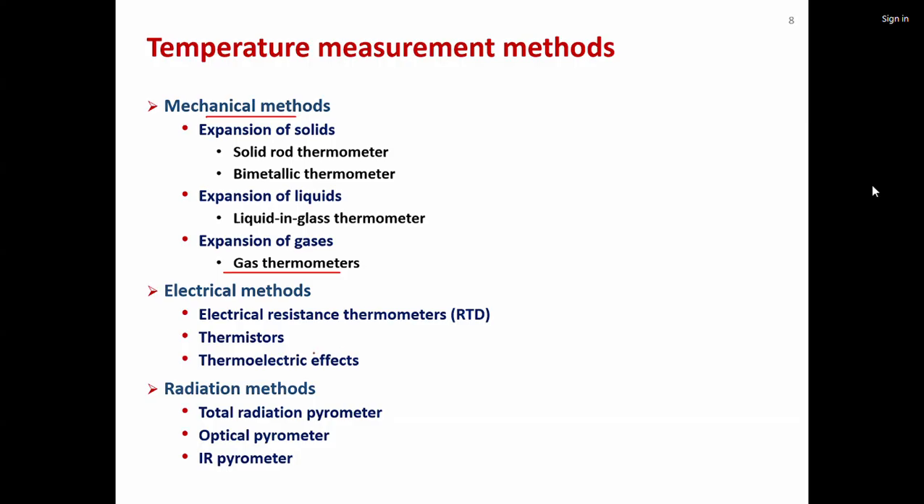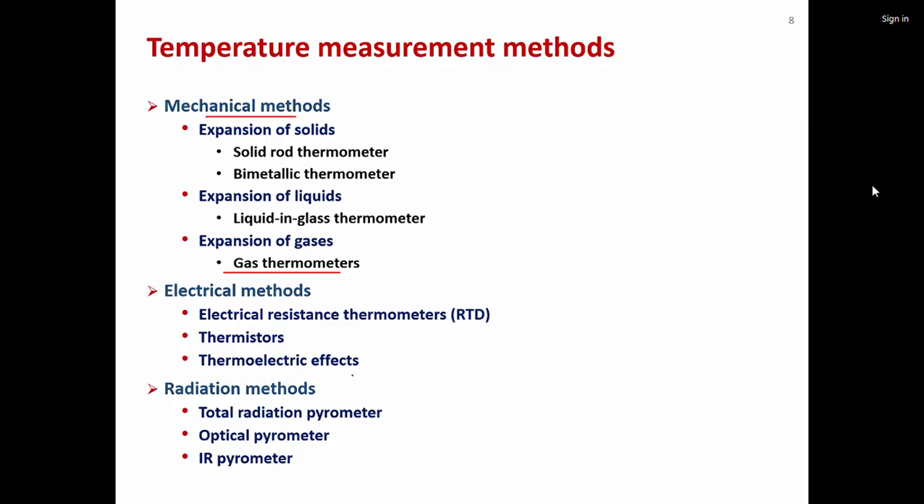Then you will have thermistors. Thermistors are made up of typically semiconducting materials like alloys of nickel, cobalt, and so on. Typically, in RTDs, an increase in temperature would increase the resistance, whereas in the case of thermistors, the increase in temperature will reduce the resistance. Okay. And this we'll study in detail, maybe in the next class.